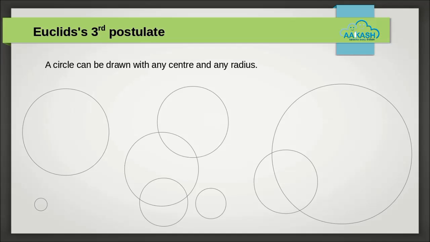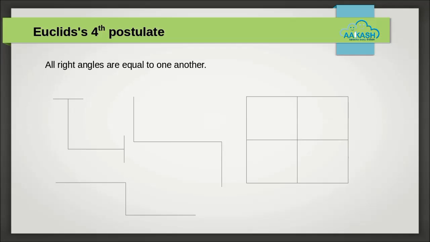Euclid's third postulate. The third postulate says that a circle can be drawn with any center and any radius. Euclid's fourth postulate. This postulate says that all right angles are equal to one another. This is evident from the fact that all the right angles are equal in measure, which is 90 degrees.